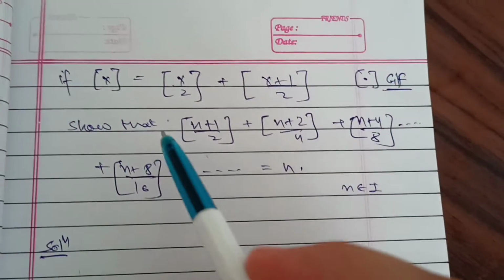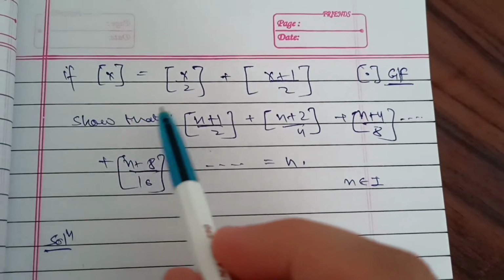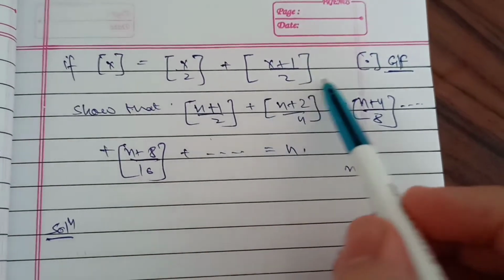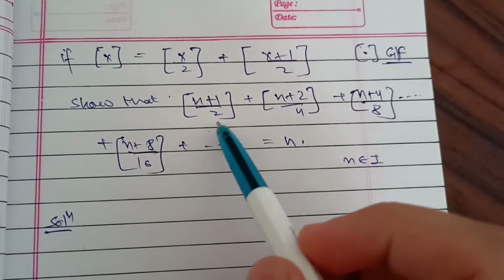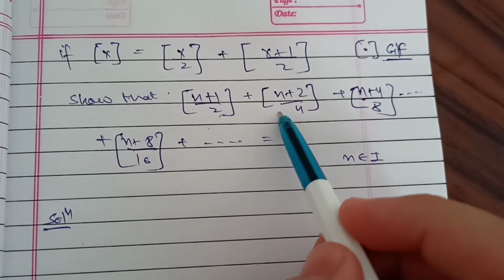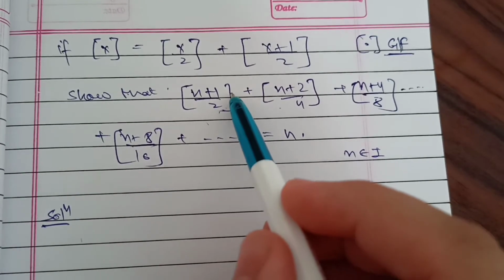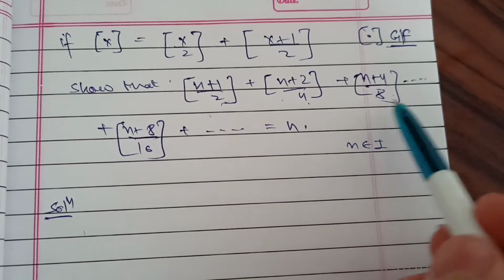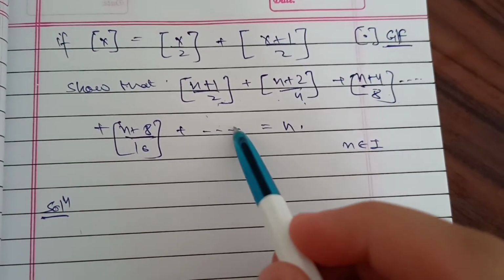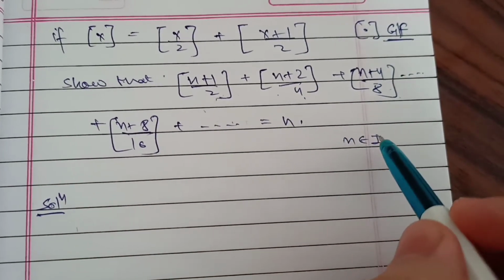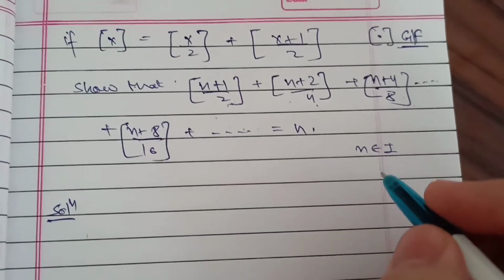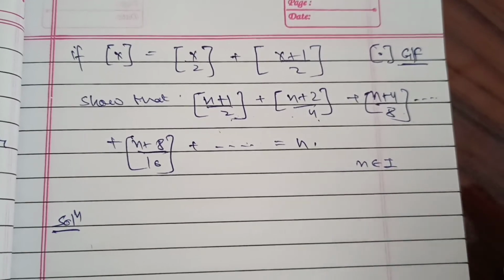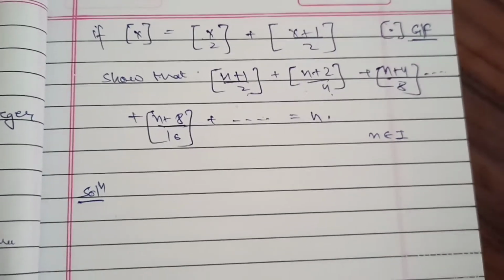So the problem goes something like this. If [x] is equal to [x/2] plus [x + 1/2], and these square brackets denote the greatest integer function, you have to show that [(n + 1)/2] + [(n + 2)/4] + [(n + 4)/8] + [(n + 8)/16] and so on is equal to n, where n is an integer. You can give this problem a try, and then after you have solved it you can look for the solution.